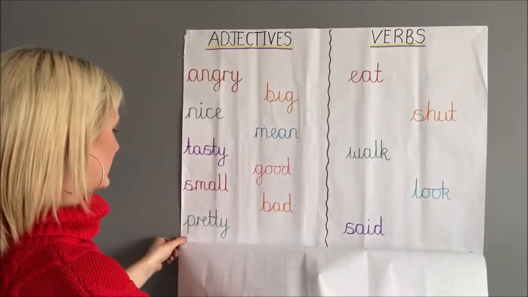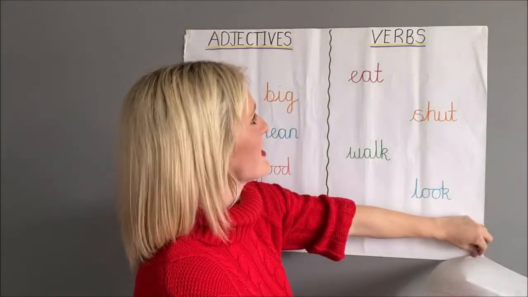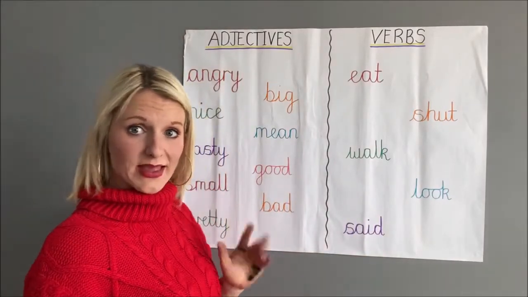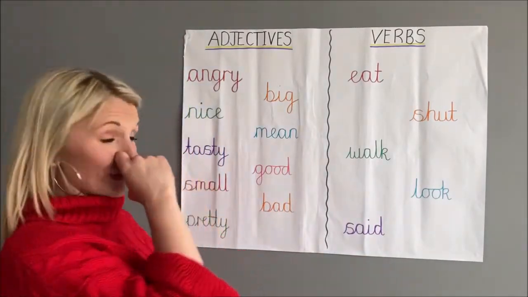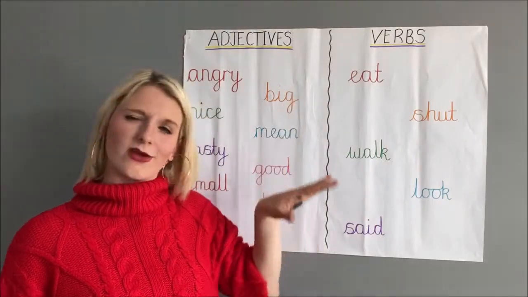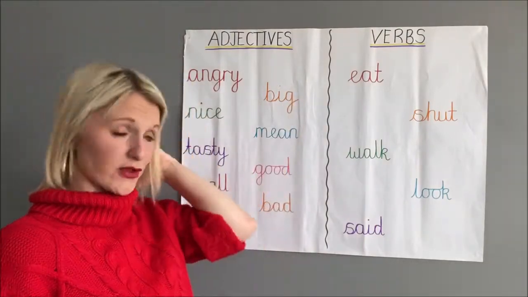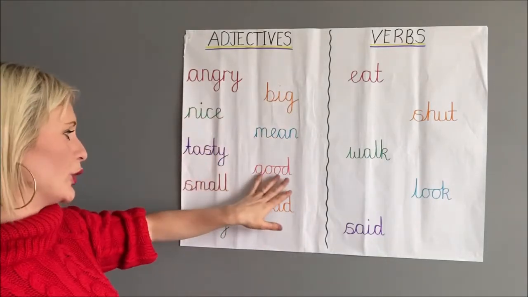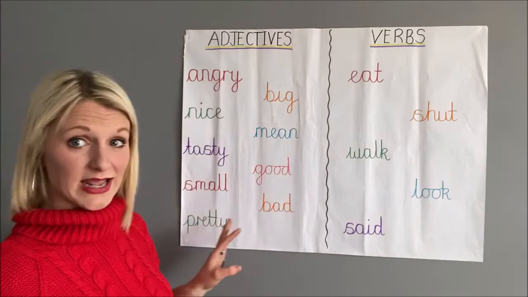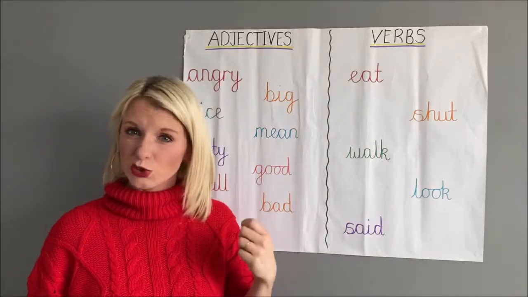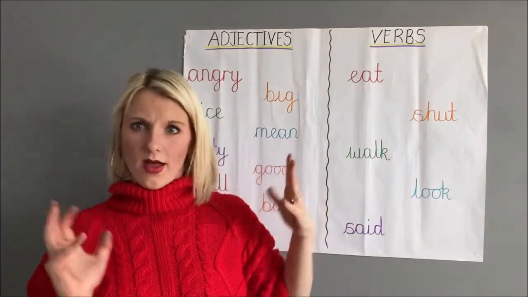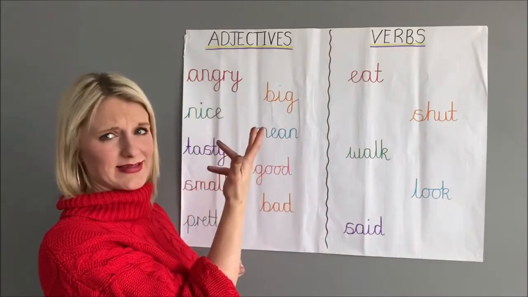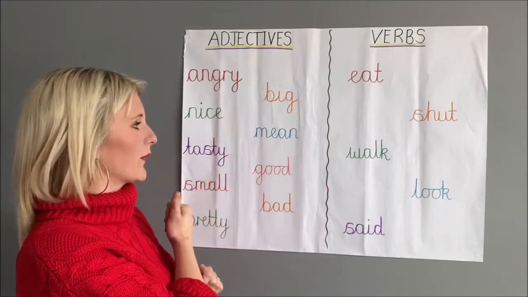And here I've created a list of adjectives and a list of verbs. And what I want you to have a go at doing is thinking about creating your own shades of meaning gradients for some of these words. So we've got angry, big, nice, mean, tasty, good, small, bad and pretty. So the first thing you're going to need to do for each one or just for a couple is gather the synonyms that you know that mean the same or roughly the same as that word, okay?